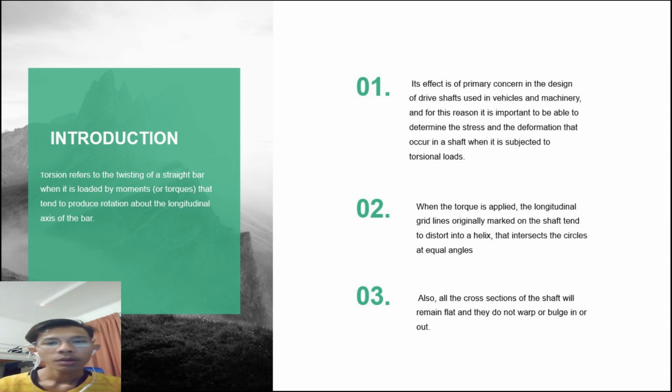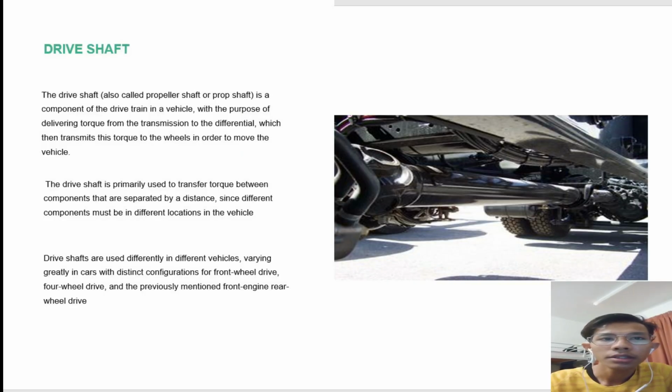The effect is of primary concern in the design of a driveshaft used in vehicles and machinery, and for this reason it is important to be able to determine the stress and the deformation that occur in a shaft when it is subjected to torsional stress. When the torque is applied, the longitudinal green line originally marked on the shaft tends to distort into a helix. The lines intersect the circles at equal angles. Also, all the cross sections of the shaft will remain flat and do not warp or bounce in or out.